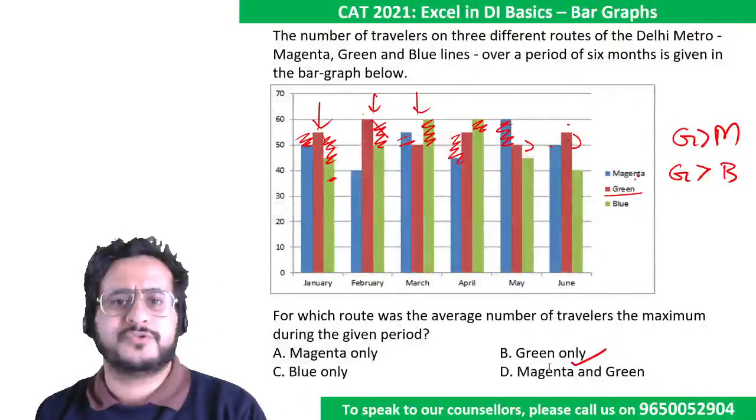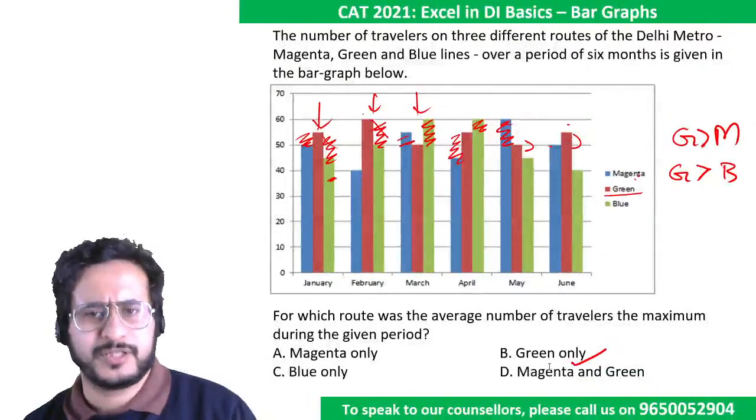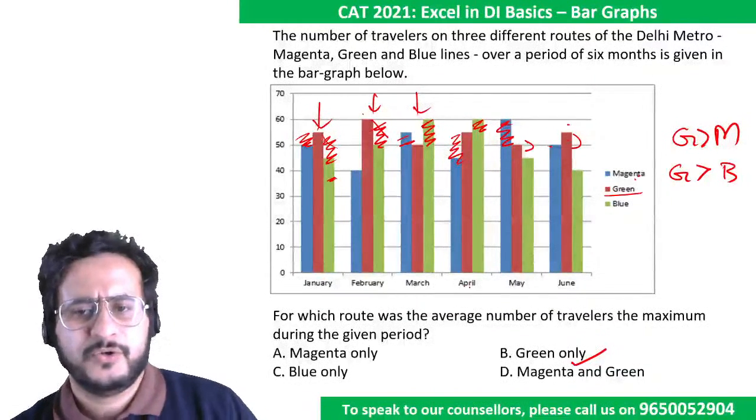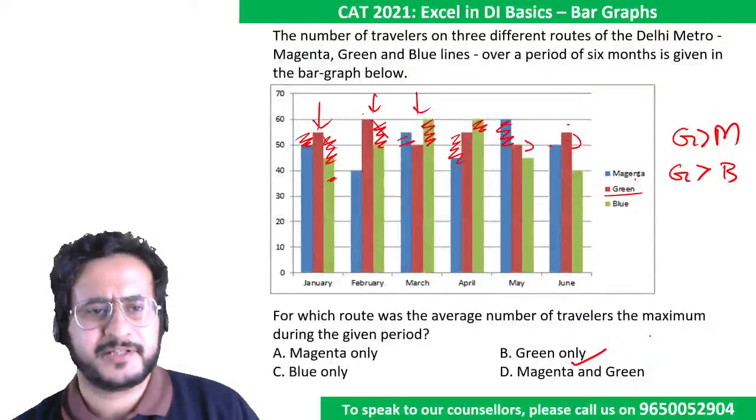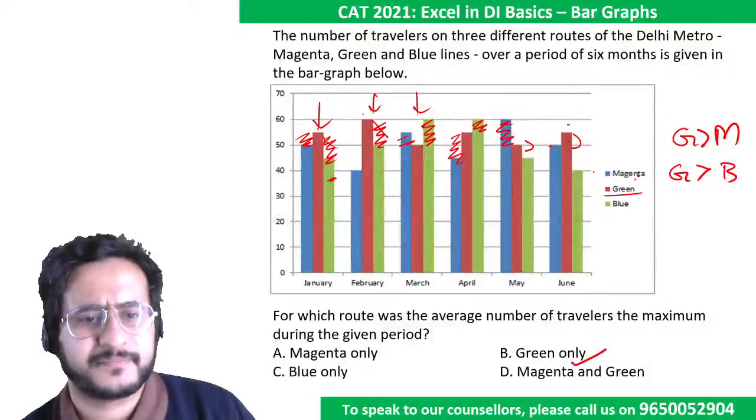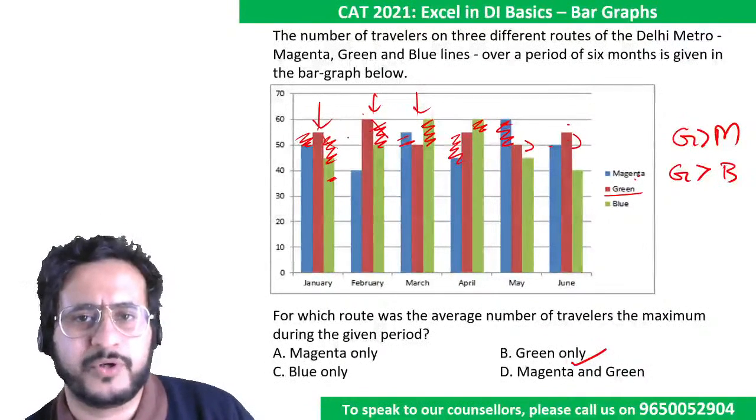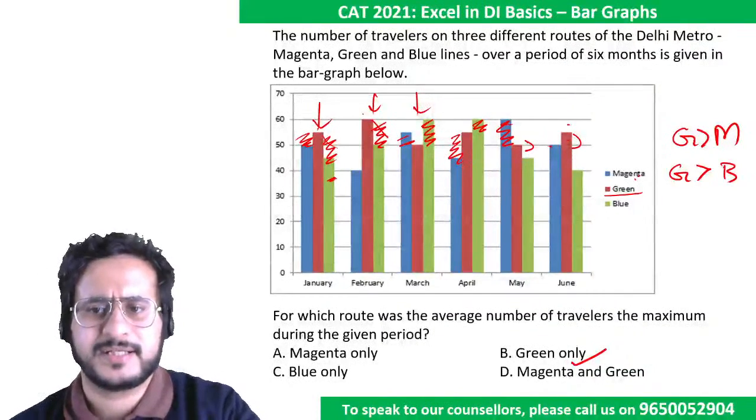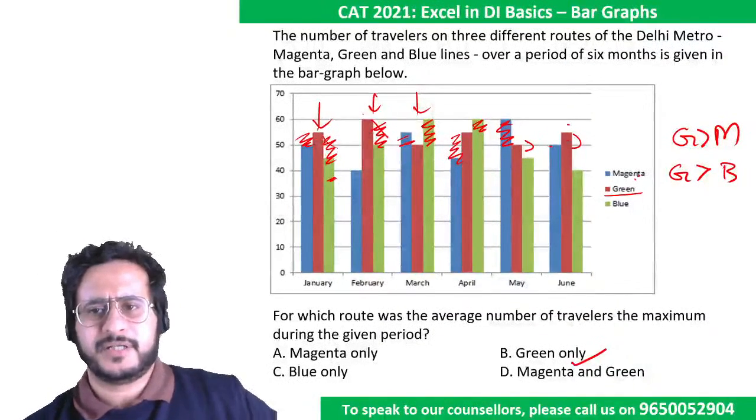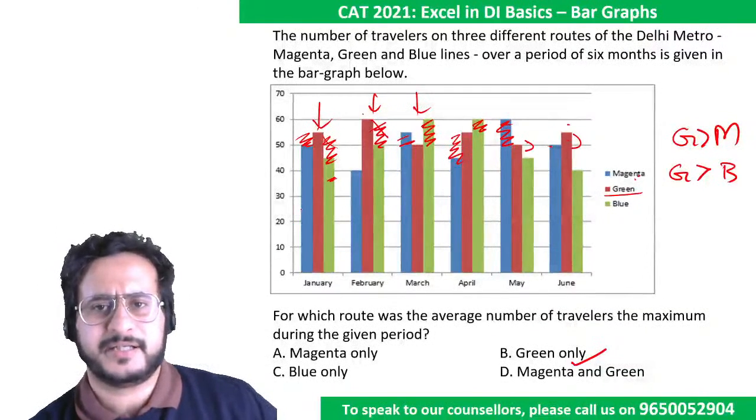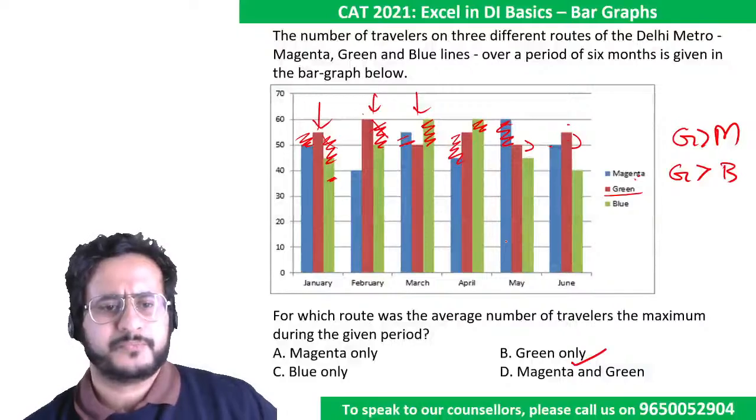At times you might have to use logic to answer things, right? So if some person wants to tell what is the highest average, that person would write all the values and add them, right? That would definitely take more time than just observing the graph and answering the question. So the answer is green only, right? That red colored line is more than the other two. Okay.